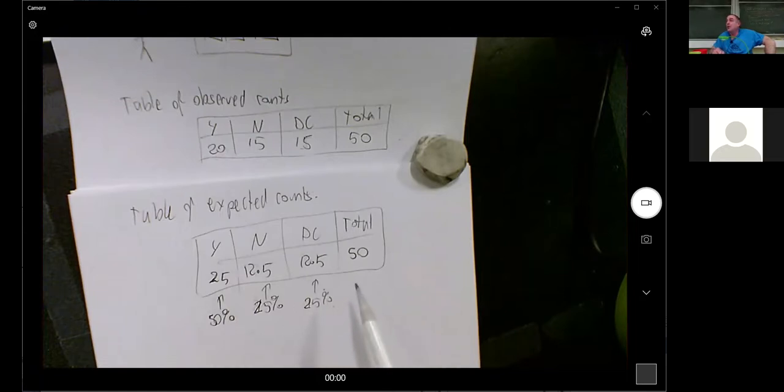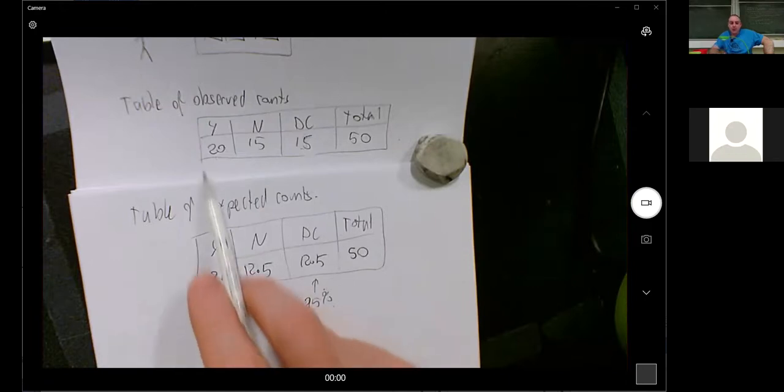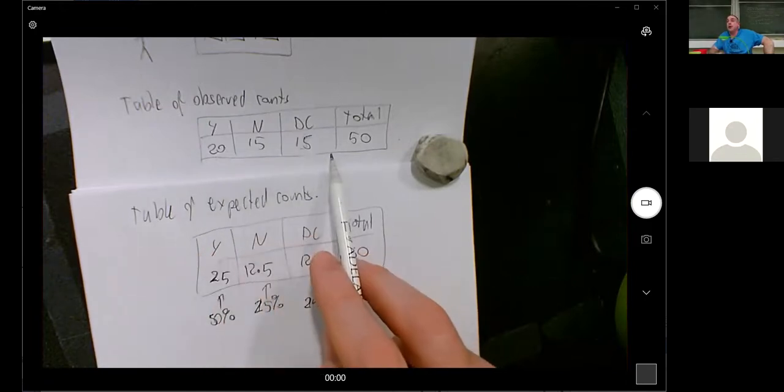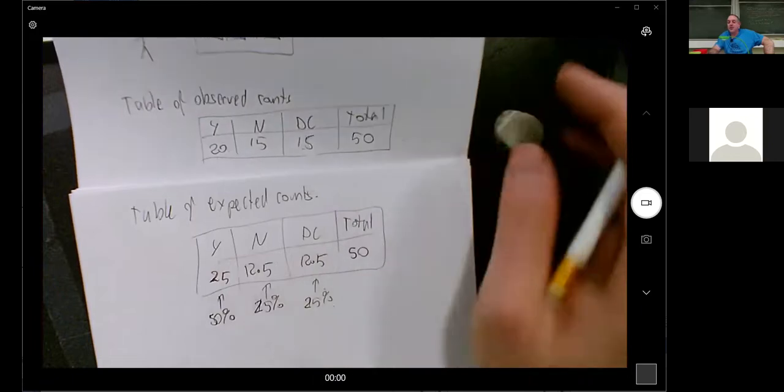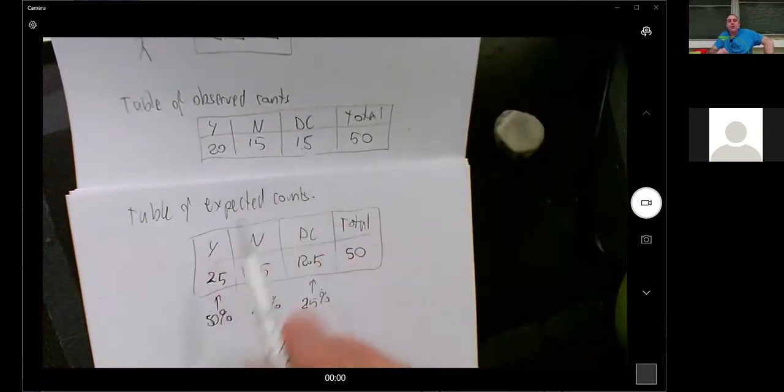Now, I know that it was not going to be this every time. If I collect 50, even if 50% of people would say yes, I'm not going to get exactly 25 of them saying yes in a sample of 50. It could be different numbers. I could get them all saying yes if I was very lucky or unlucky. I could get them all saying don't care. This is one of the things I could have got. I mean, I did get it. And so I need to compare this option to all the things that could have happened. And this is the most likely thing that could have happened.